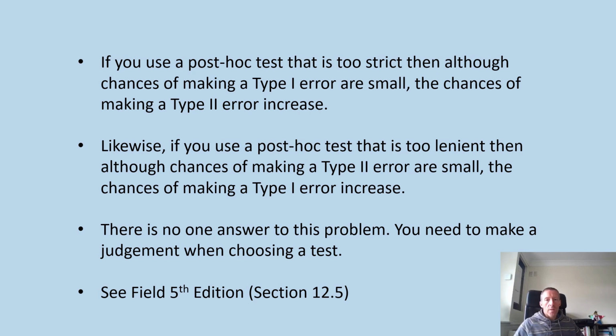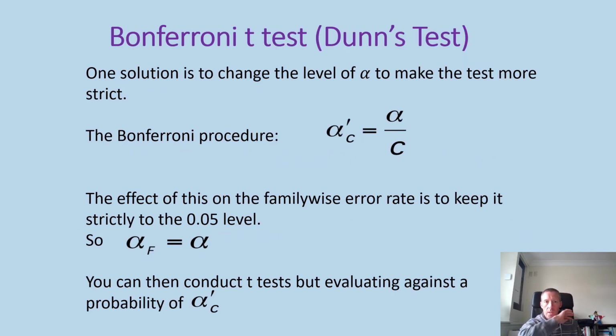Okay, so there are lots of different tests, and there are situations in which you might use some rather than others. What I would suggest is, when you're learning about post hoc tests, you look at the Andy Field textbook, section 12.5 in the 5th edition, which is the most recent edition. I'm just going to mention a couple here that are useful and commonly used. Probably the most commonly used is the Bonferroni correction, or the Bonferroni t-test, sometimes referred to as Dunn's test. Rarely hear it called that now.